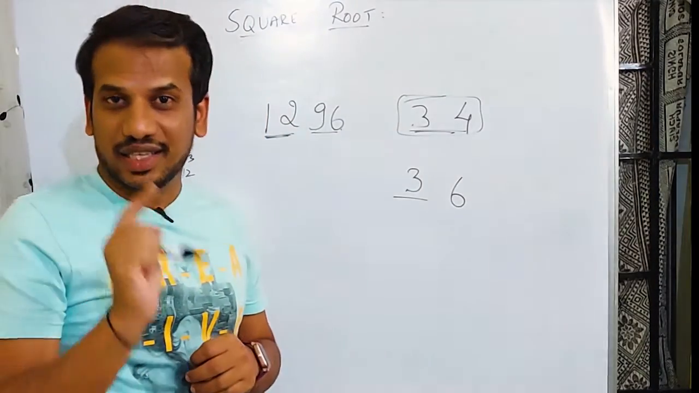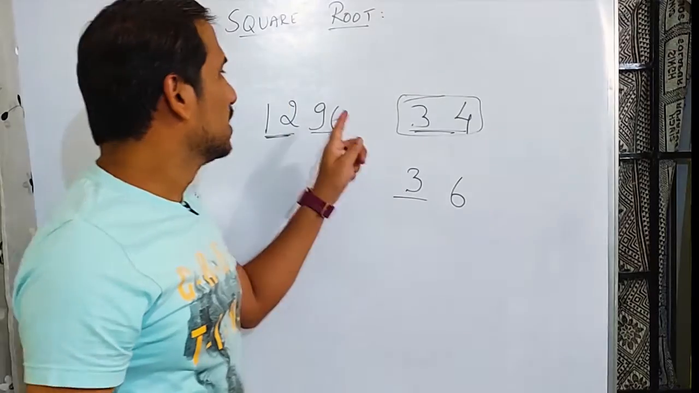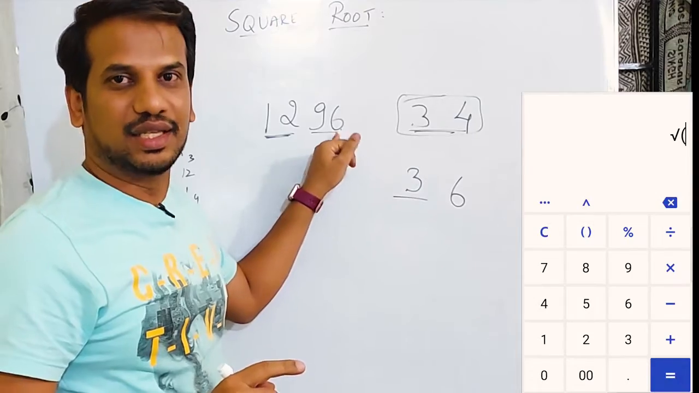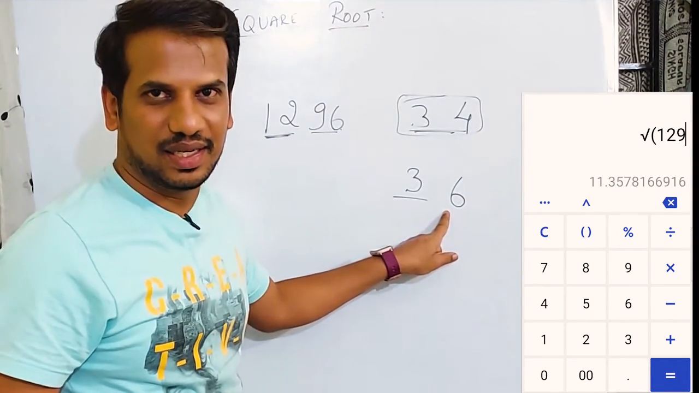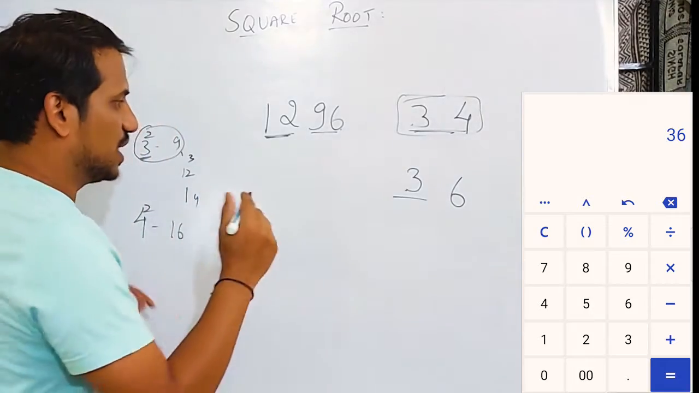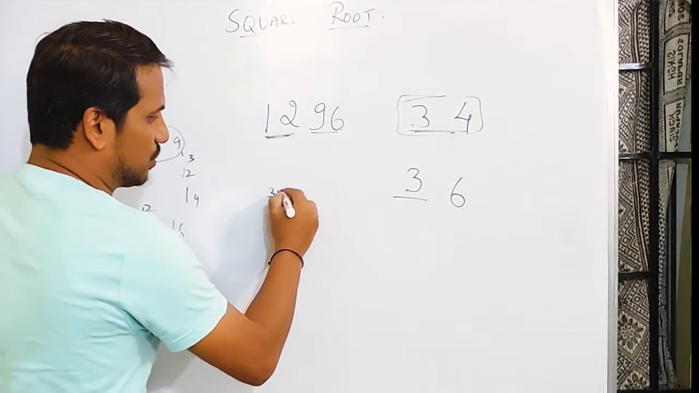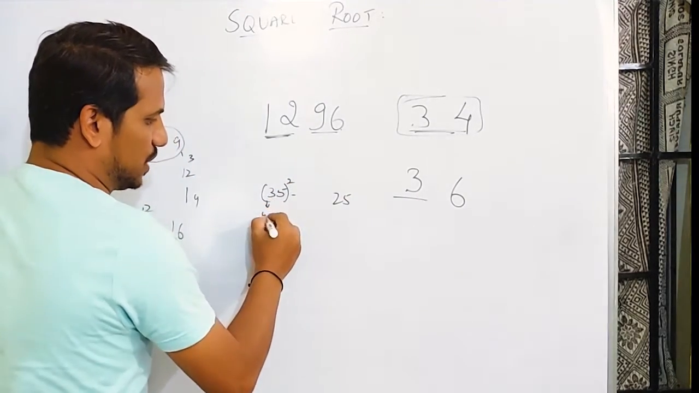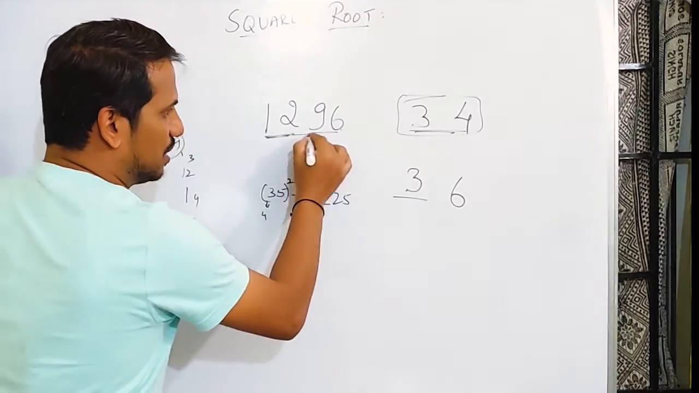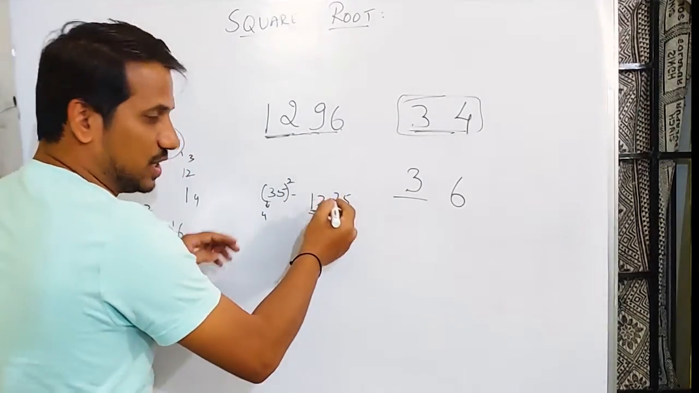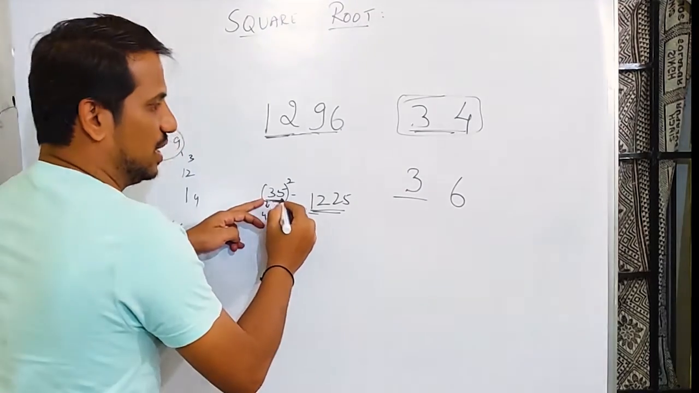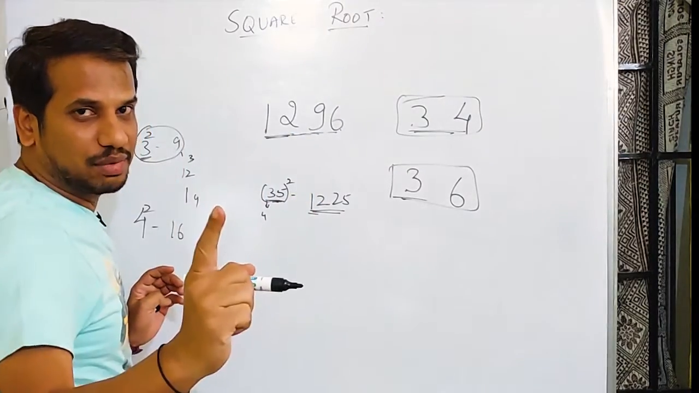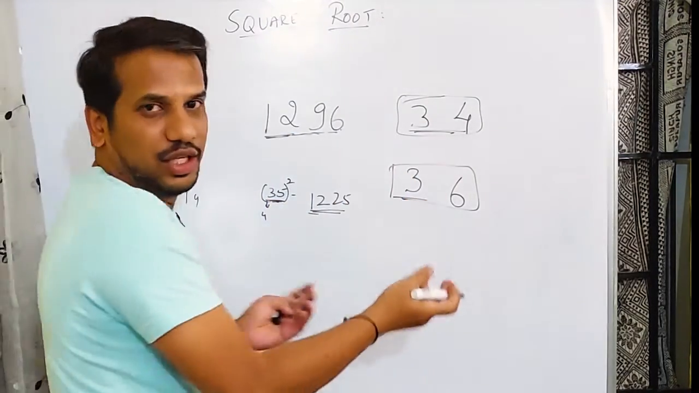No. This number, please be very careful, this is the only exception for this trick. So 1296, the square root of this number is 36. We can verify that by using the middle number trick, 35 square. What is the square of 35? It is 25, and 3 times the next number 4 is 12, so 1225. So this number is greater than 1225. So the square root should be greater than 35. So it is 36. If you use this trick, this is the only exception. And if you use this trick, you can get the answer.